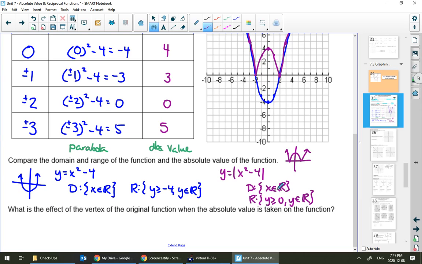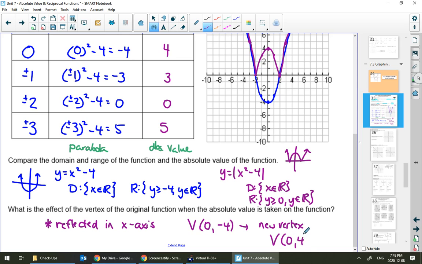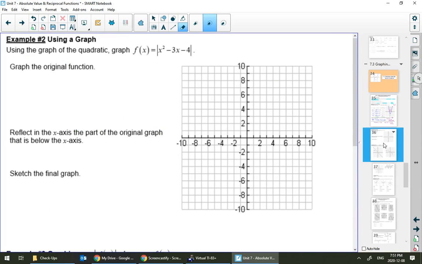All right, now the question is, what is the effect on the vertex of the original function when the absolute value is taken? So essentially what's happened is we've reflected that vertex in the x-axis. So our original point, we had a vertex of (0, -4), and now that's become a new vertex at (0, 4).